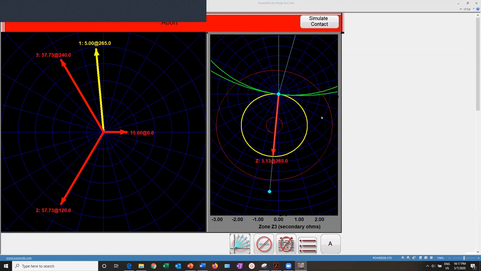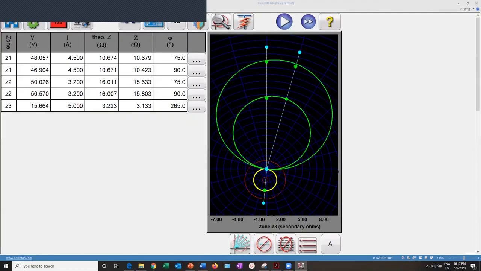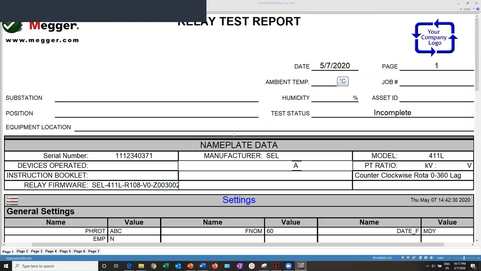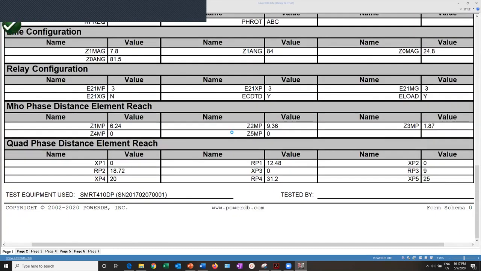We can do that and change them to make them more strict. And right now, I have finished my testing. I think I'm running about 2 minutes behind, but I want to show you the report that we generated.